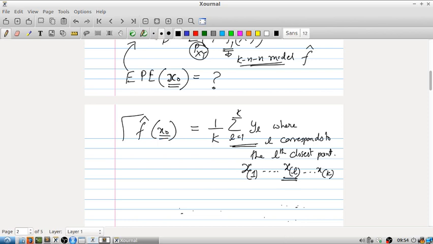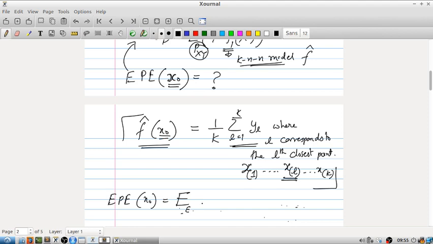And then I'm just going to average the y's corresponding to those x's. That's what I've written. Now we will substitute f hat into the EPE definition that I'm going to write now, which is as follows. If you remember, EPE is an expectation over the joint distribution of x and y. Here x is not random and y is only random because epsilon is random, so I'm going to substitute epsilon here.